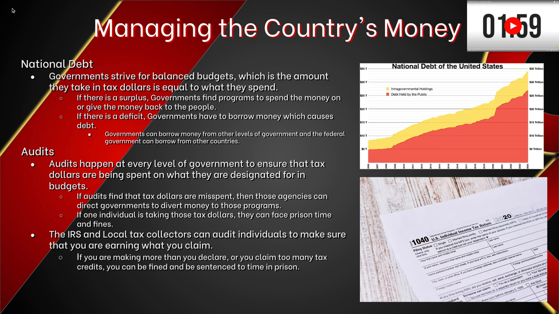The federal government, as we said, can borrow from other countries. And this is what creates the narrative that you particularly get in election years, where people claim that China owns the United States. It is true that we do borrow heavily from China, and China has a lot of money invested in the United States, but so do several other large countries.